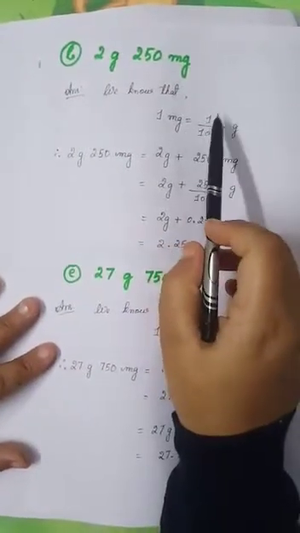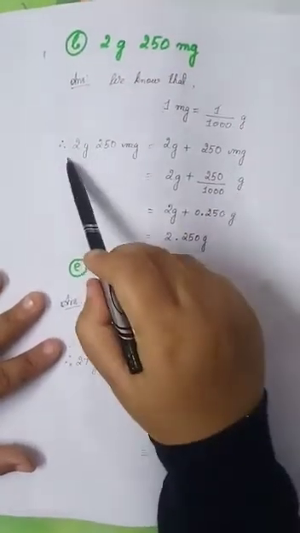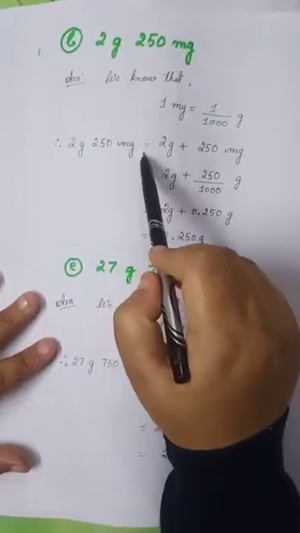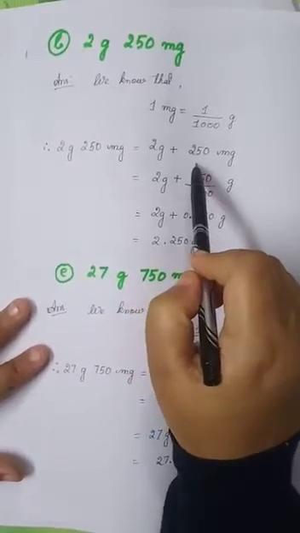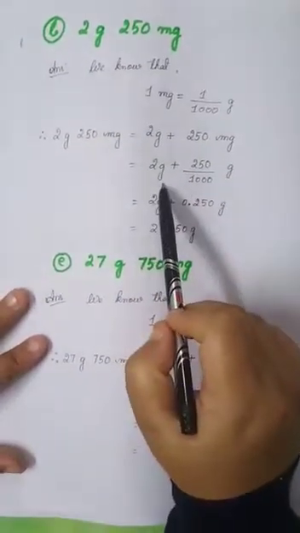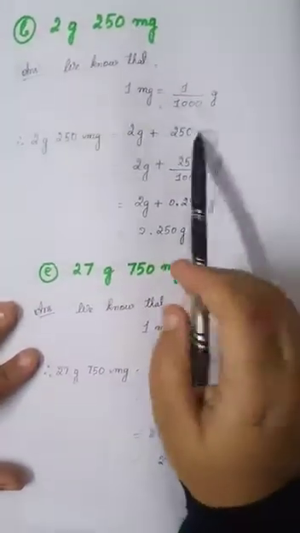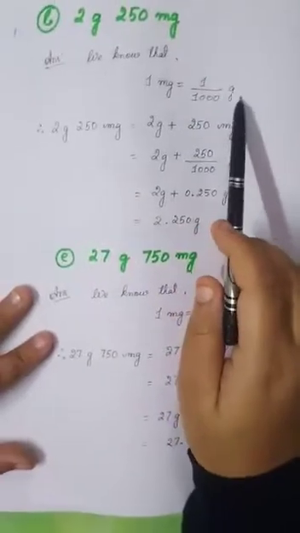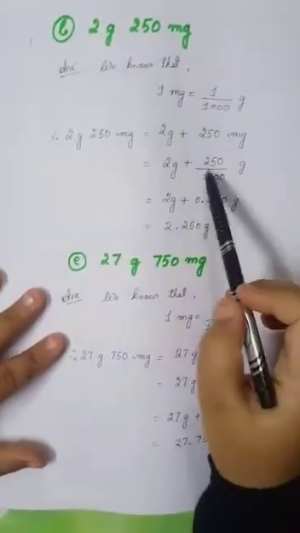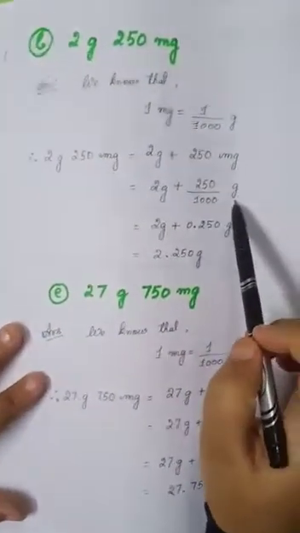1 milligram is equal to 1 by 1000 gram. So therefore 2 gram 250 milligram is equal to 2 gram plus 250 milligram. 2 gram we will keep as it is and 250 milligram we will convert into gram. If 1 milligram is 1 by 1000 gram, then 250 milligram will be how much? 250 by 1000 gram. Yes or not?